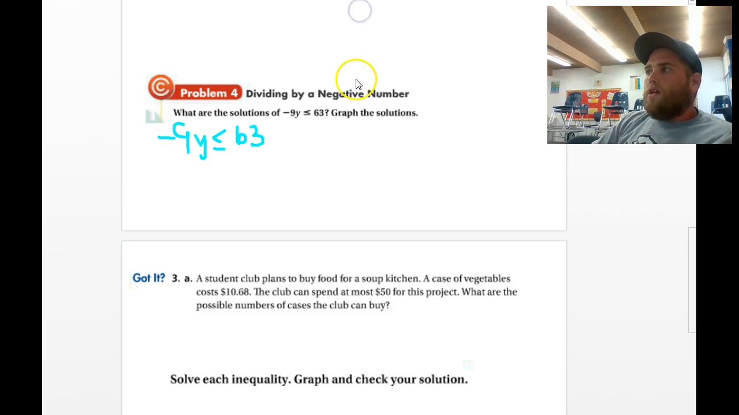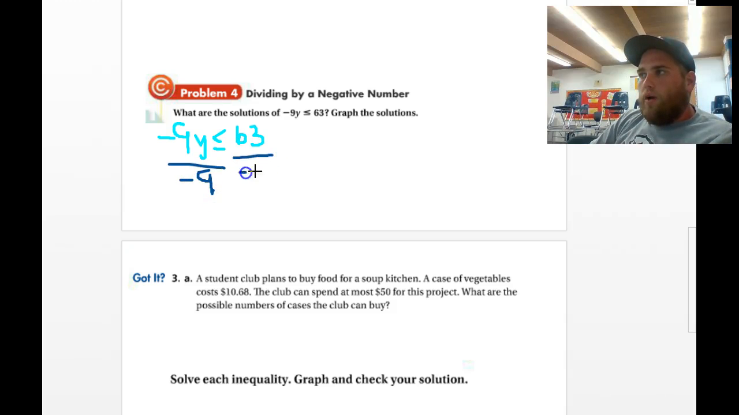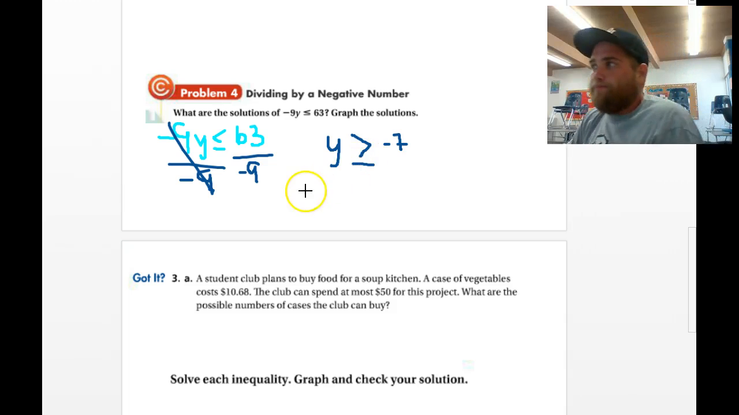So once again, remember, pick this ugly color here. I have negative 9 times y, so I divide by negative 9, divide by negative 9. My negative 9's cancel, left with y. 63 divided by negative 9 is negative 7. But since I divided by a negative number, I flip my sign. It was less than, now it's greater than.